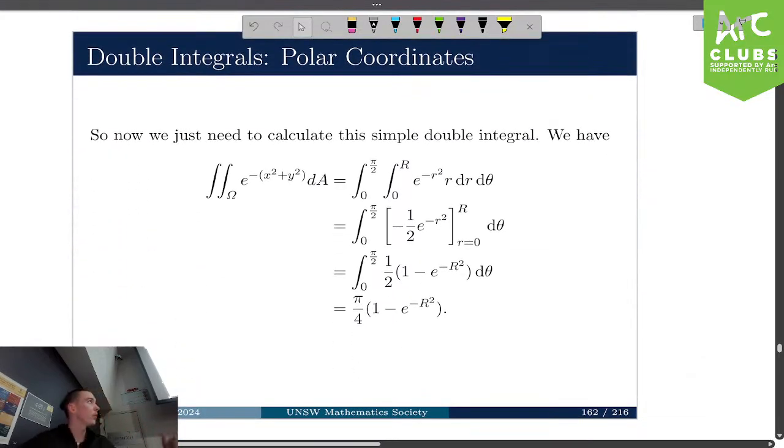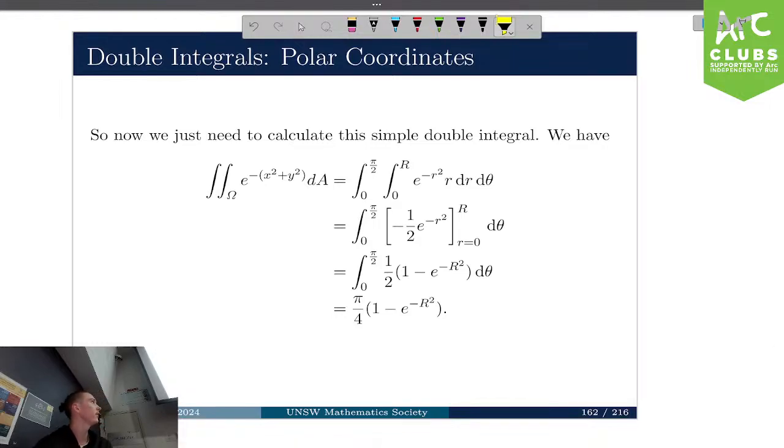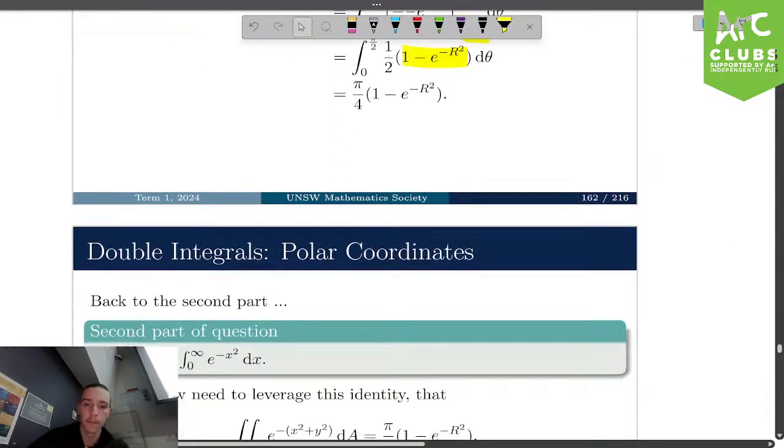So we integrate with respect to r first. We divide by the derivative of this, and we end up with -1/2 e to the minus r squared. Plugging these in, we end up getting this. You can get rid of the negative and flip the bounds to get 1 minus e to the minus r squared, and then we have the half. Now integrate with respect to theta, we end up with a pi on 4. Because there's nothing in terms of theta in here, it'll just be pi on 2 times this, which gives pi on 4.